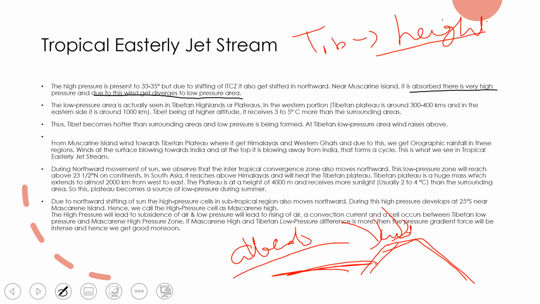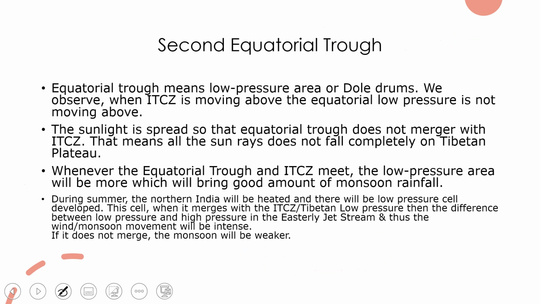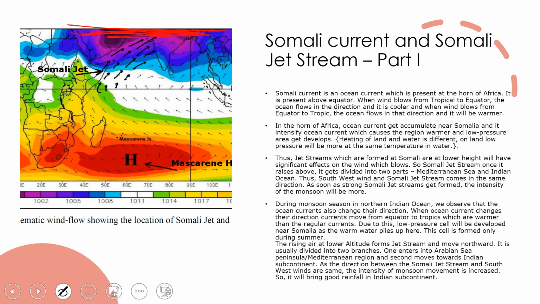So that's what it is saying: the Tibetan plateau is at a great height, so it gets heated easily because of the lack of water vapor and all. Okay, and this creates an intense low pressure, which sometimes extends till India, and this low pressure tends to force the high pressure to move from Mascarene island to the Tibetan plateau.